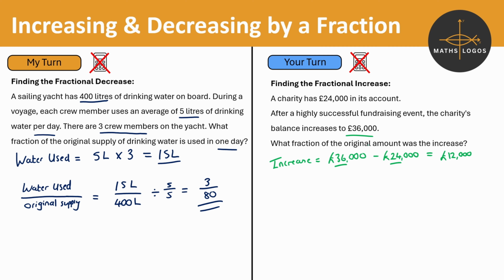And we want to know what fraction of the original amount was the increase. So we're looking at the fraction that looks like this. What is the increase out of the original? The increase is 12,000. The original was 24,000. And we can simplify that fraction, divide through by 1,000 on the numerator and denominator. It's 12 over 24. Divide through by 12 on the numerator and on the denominator gives you 1/2. What fraction of the original amount was the increase? We gained 1/2 of the original amount.